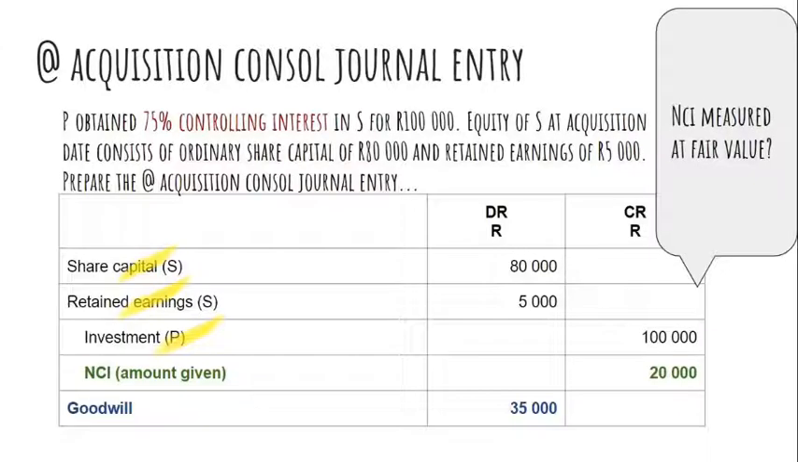Again, P was willing to pay 100,000 Rand for his 75% controlling interest. NCI is now measured at the 20,000 Rand given amount, and I have resultant goodwill of 35,000 Rand. Let's just understand the goodwill again.